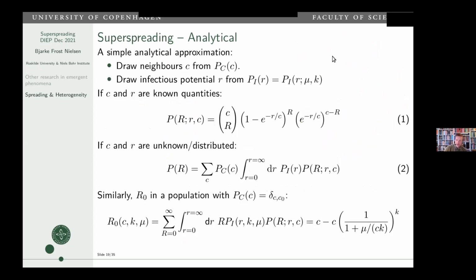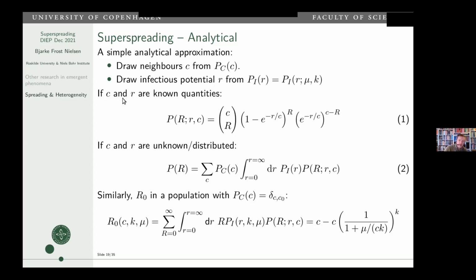But actually, we can take a bit of a step back in terms of complexity and drop all the agent-based stuff, and just think about this analytically for a moment, just statistically. So let's imagine we make a simple analytical approximation. So now you have some number of neighbors that you draw from a distribution. And that could of course be infinite, but let's just say you draw a number C from a distribution, and you also draw your own biological infectiousness, that I call little r, from some other distribution, pi. And I imagine that that's a gamma distribution.